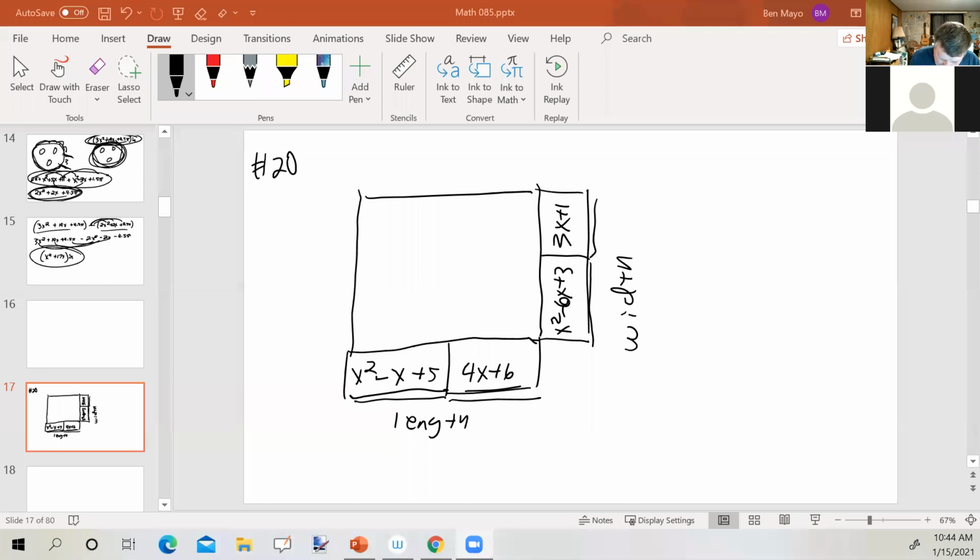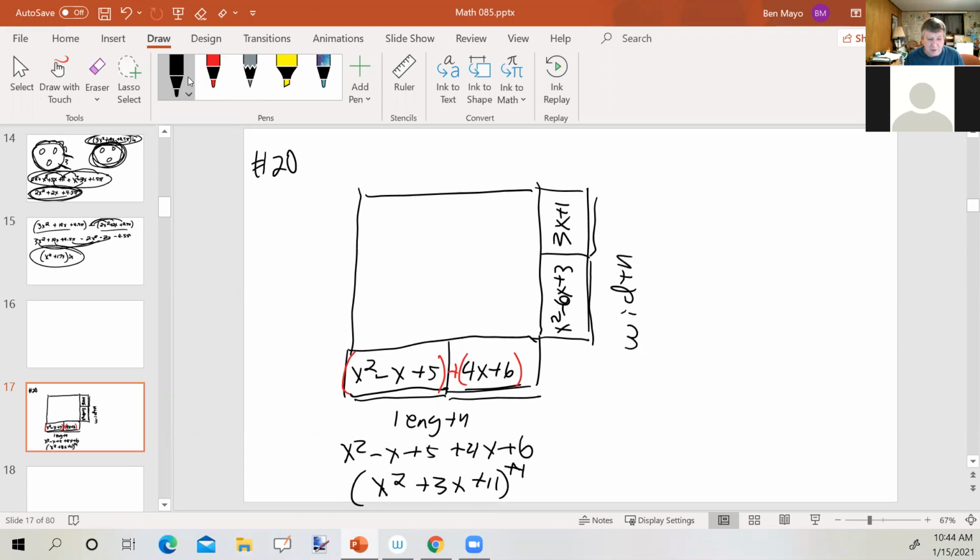Well, let's see. The length is x squared minus x plus 5, plus the 4x plus 6. So we get x squared minus x plus 5 plus 4x plus 6, which is x squared plus 3x plus 11 feet. So that's the total length. Any questions on that?